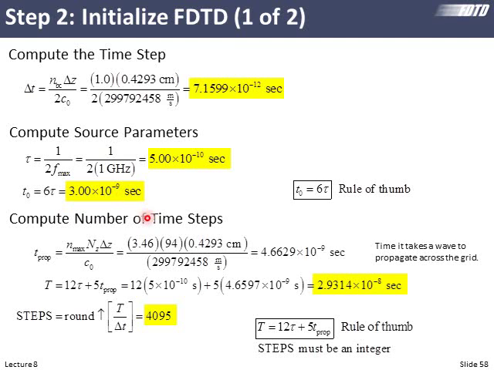Then we want to estimate how many time steps we need. That slab is probably not strongly resonant, so we can get away with just 5 propagations across the grid. So we calculate the time it takes to go once across the grid inside the maximum refractive index, and that's about 4.6 nanoseconds. So the total simulation time should be almost 3 × 10⁻⁸ seconds. If we take that total time and divide by our time step, we have about 4,095 iterations. So a little over 4,000 iterations should give us a reasonable simulation.